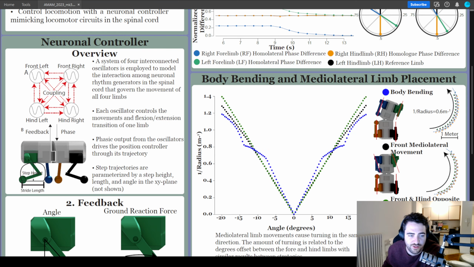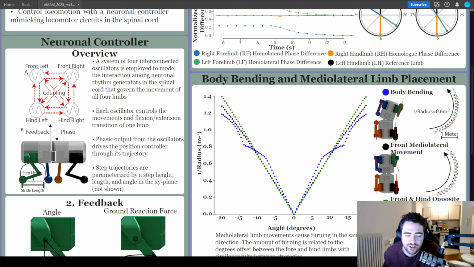So to give an overview of that controller, you can see it on the left side, where we have four different coupled oscillators that mimic our rhythm generators within the spinal cord. Each one of these rhythm generators represents one of the limbs, the front left, the front right, the hind left, the hind right, and they're coupled together to give interlimb coordination. Each one of these rhythm generators is going to output a phase to a corresponding limb.